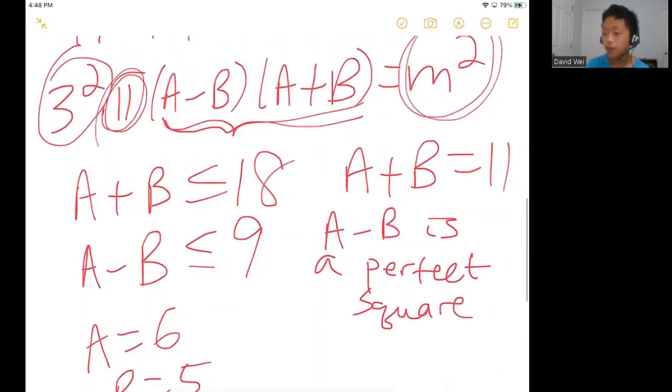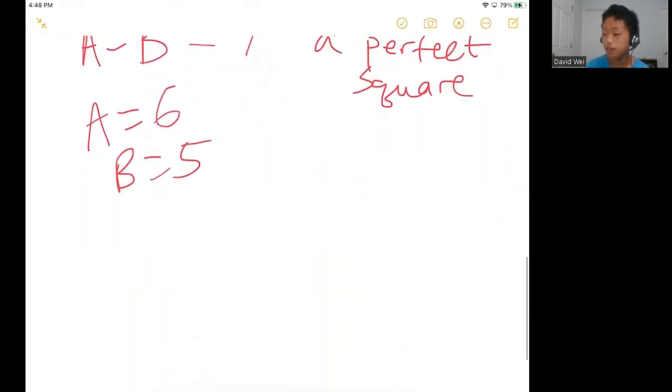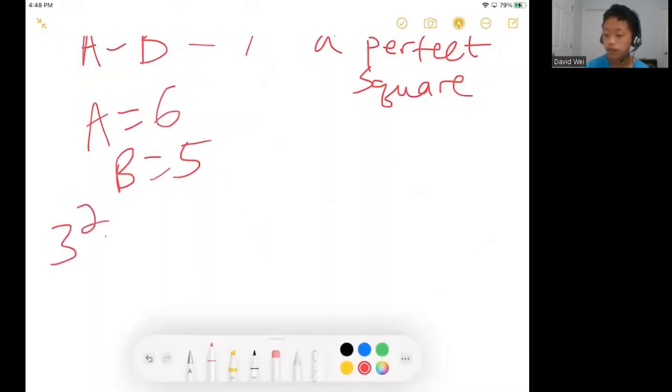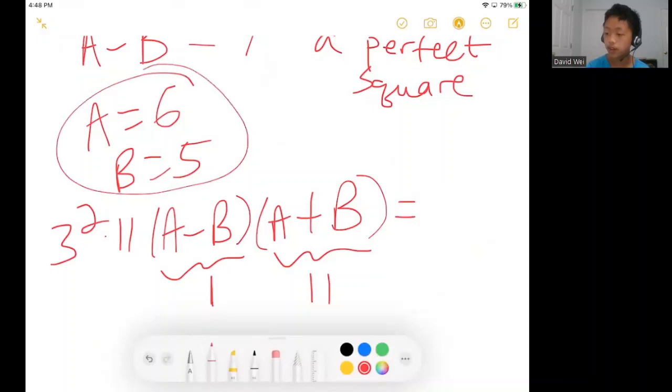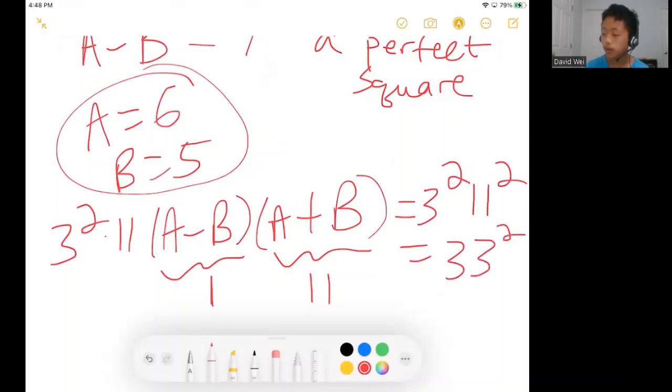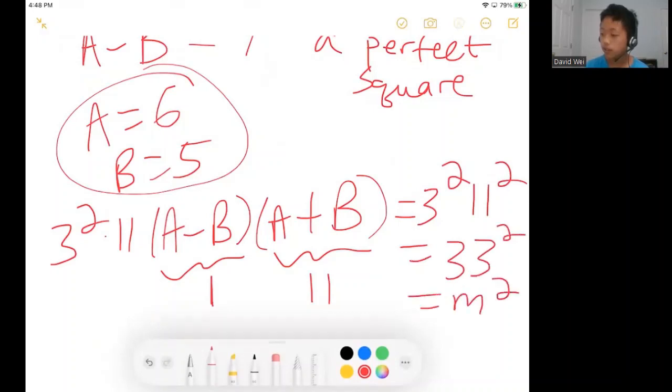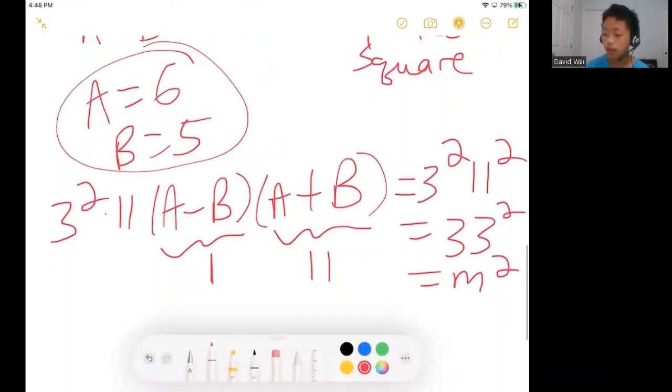If we plug that back in, we have 3 squared times 11 times A minus B times A plus B. That was the expression we had. A minus B is 1, A plus B is 11. If we simplify that, you get 3 squared times 11 squared, and you can write that as 33 squared. And we know this is M squared, so that tells us that M is equal to 33.